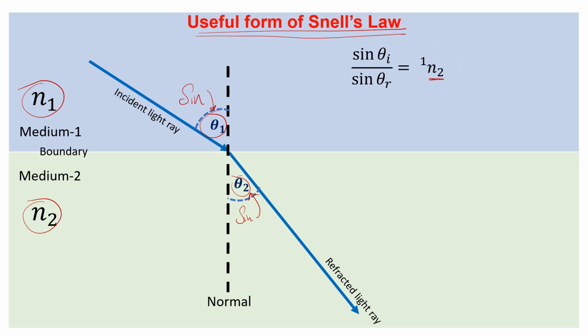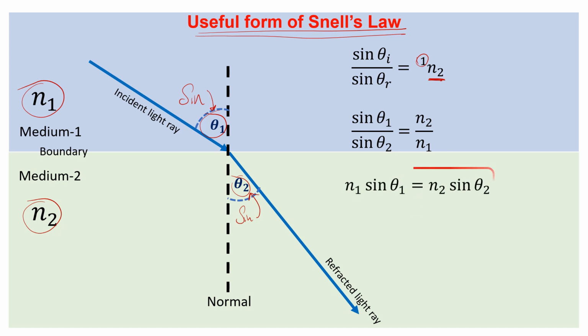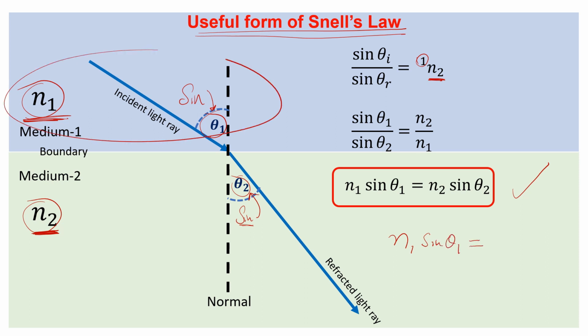This ratio gives the refractive index of medium 2 with respect to medium 1. Now we are writing it in terms of the absolute refractive index. So sin theta 1 divided by sin theta 2 can be written as the absolute refractive index of medium 2 divided by the absolute refractive index of medium 1. If we cross multiply, we get the useful form of Snell's law. This is very useful and easy to apply. What is n1? The absolute refractive index of medium 1, multiplied by the sine of the angle of incidence, is equal to the absolute refractive index of medium 2 multiplied by the sine of the angle of refraction. So n1 sin theta 1 equals n2 sin theta 2.